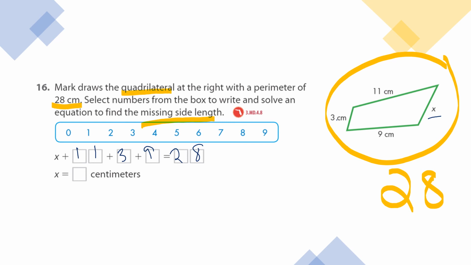And then I'm going to go ahead and solve. So 9 and 3 give me 12. So 11 plus 12 is equal to 23. So 23 plus x is going to give me 28, which means that my missing side length is equal to 5 centimeters.